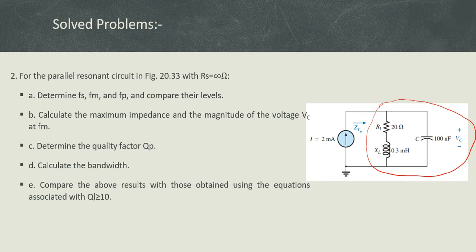That means in this problem there are two cases given. Here the first case is Rs is greater than Rp. Here QL is not greater than 10. In this case I made some assumptions, and here I simply take QL greater than or equal to 10. So in these two cases I wish to compare the results, and I want to give some conclusions about the problem. So directly we move on to the problem.